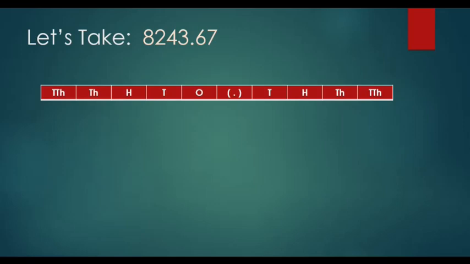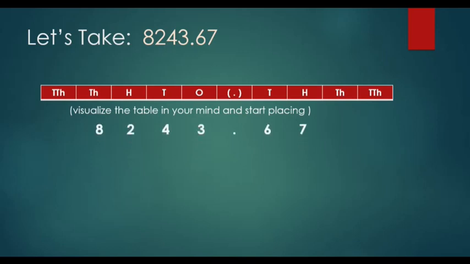First way, let's take 8243.67 as an example to understand the very first method. We have to visualize the digits of the given number in the given table of place values. After visualizing, we place the digits of the given number according to the place values, such that we place 8 under thousands, 2 under hundreds, 4 under tens, and so on.